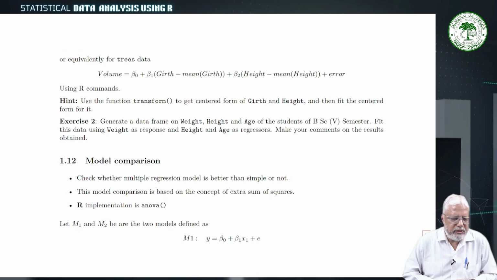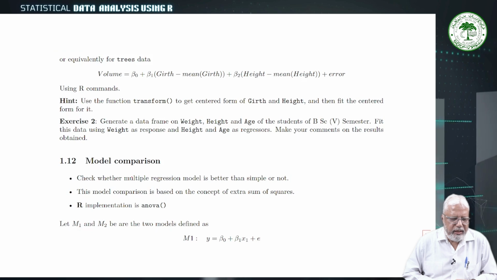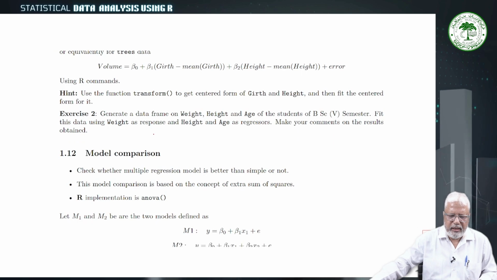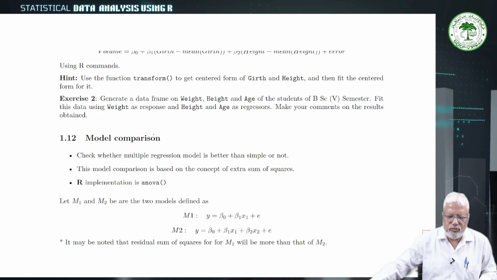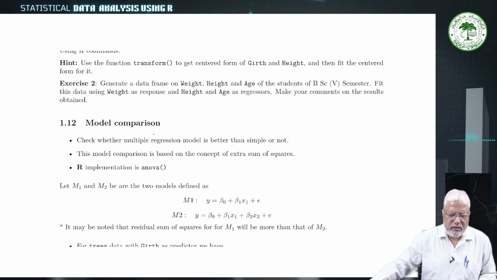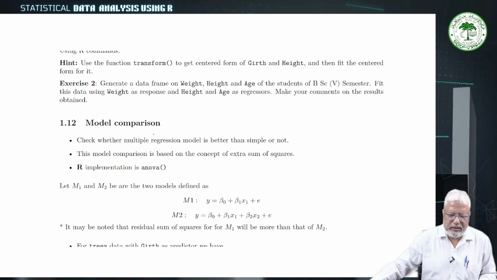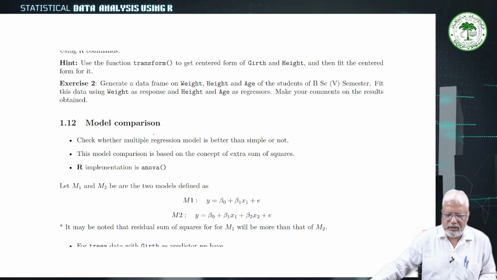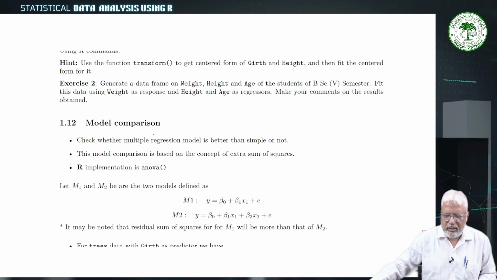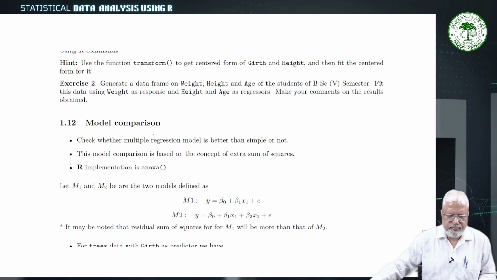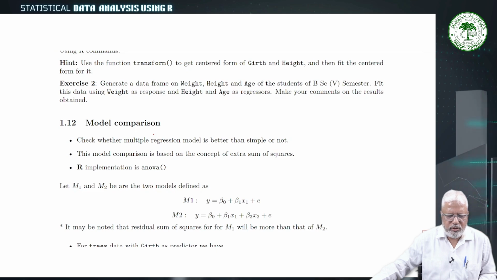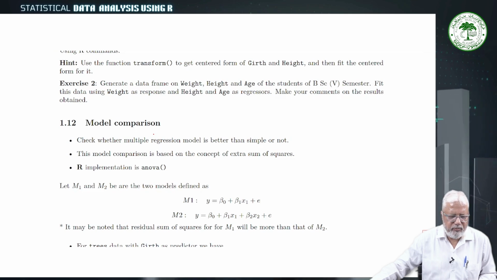Our implementation is ANOVA. Let M1 and M2 be two models. M1 is the simple linear regression model, y is equal to beta naught plus beta 1 x1 plus e. M2 has two regressors, beta naught plus beta 1 x1 plus beta 2 x2 plus error. It may be noted that the residual sum of squares for M1 will be more than that of M2, because in M2 we are using an additional parameter, so its residual sum of squares will be lesser than that of M1.